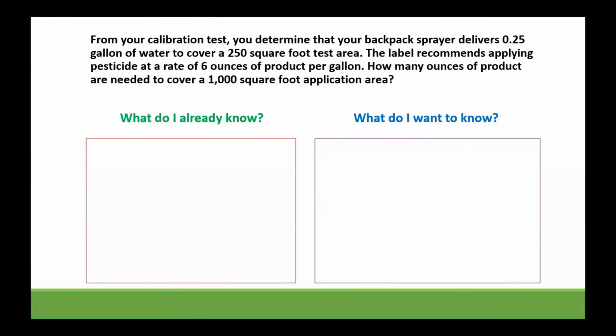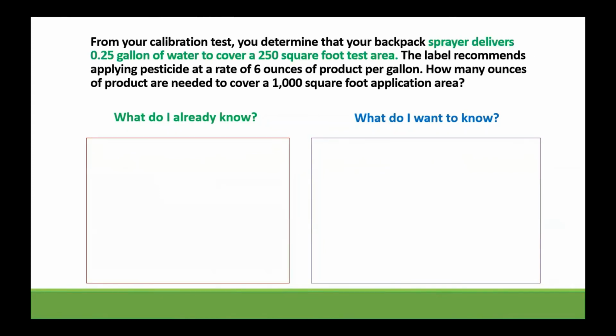Story problem number 2. From your calibration test, you determine that your backpack sprayer delivers 0.25 gallons of water to cover a 250 square foot test area. The label recommends applying pesticide at a rate of 6 ounces of product per gallon. How many ounces of product are needed to cover a 1,000 square foot application area?